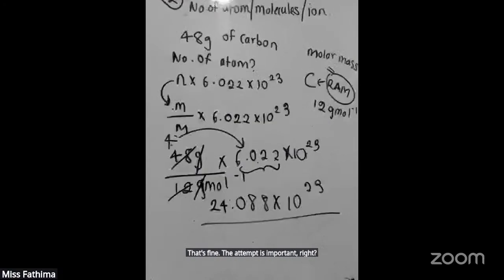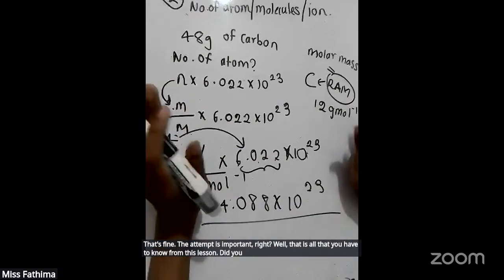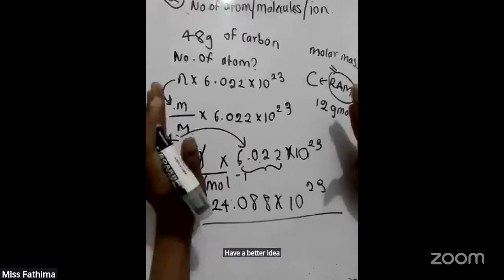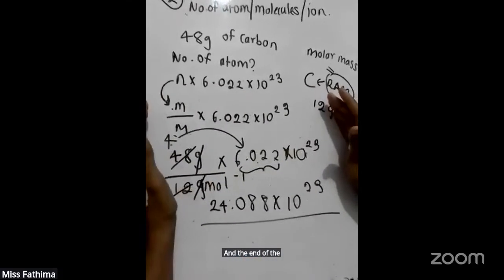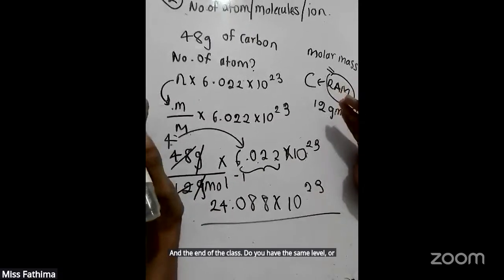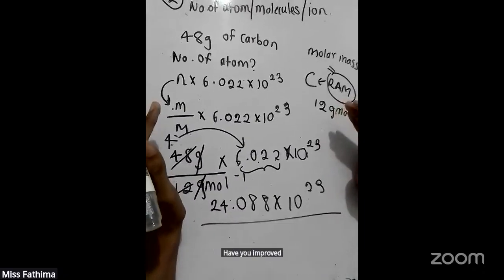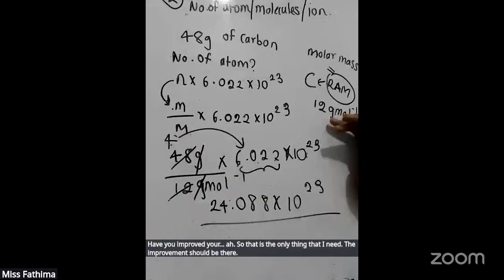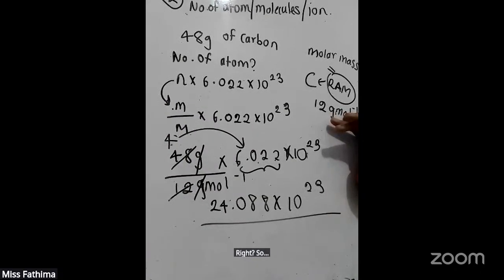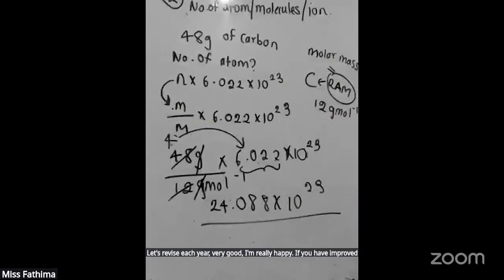Now, that is all that you have to know from this lesson. Did you understand? Do you have a better idea from the time you came to the class and the end of the class? Do you have the same level or have you improved? So that is the only thing that I need. The improvement should be there, right? So let's revise it once again before we leave. Let's revise it, children. Very good. I'm really happy if you have improved yourself. Great.